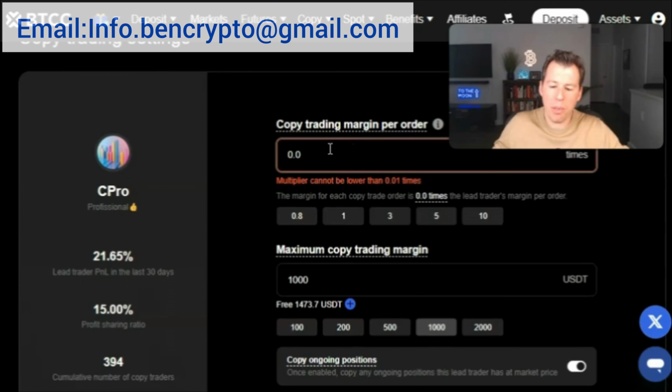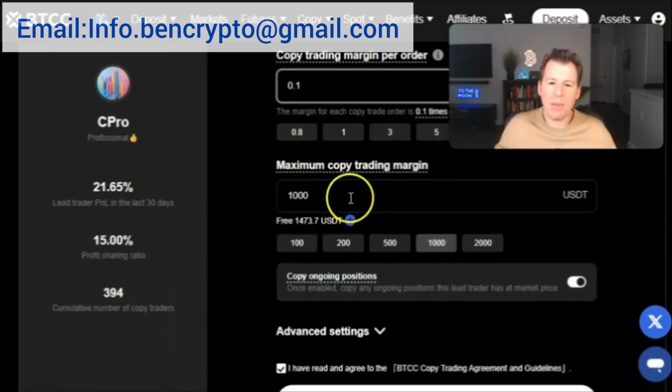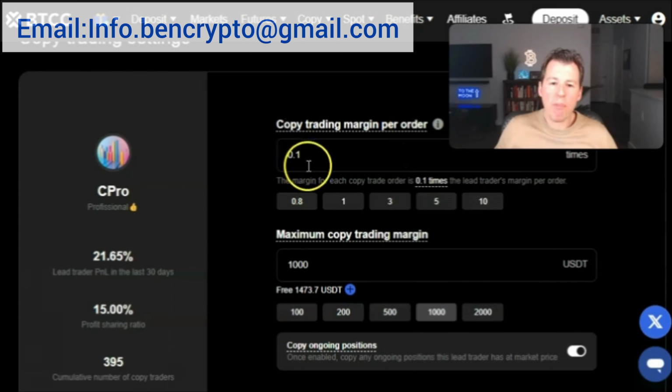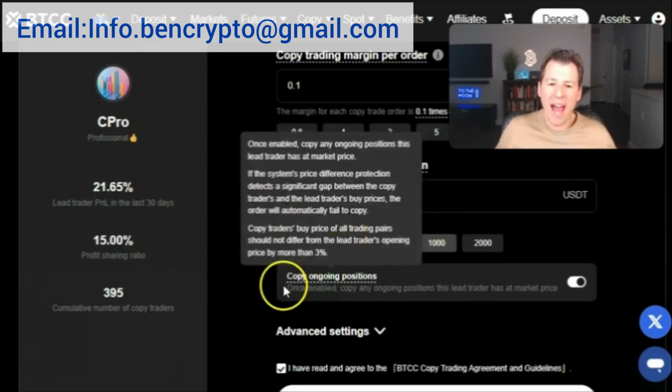So for this video, I'm going to put 0.1 for my copy trading margin. I'm going to keep the max 1,000. So again, what this means here, self-explanatory. For every trade that I'm copy trading the lead trader, I'm going to put in 10% of the amounts that he specifically puts in as margin for each trade and do it until I have a total of $1,000 out in margin combined, then no more trades on this lead trader. So I've set my proportional margin at 0.1. I've set my max overall margin for all my trades on CP Pro at $1,000.